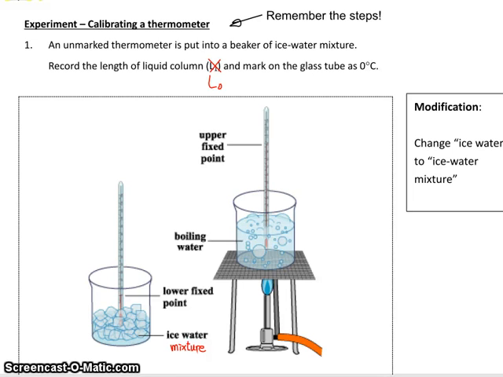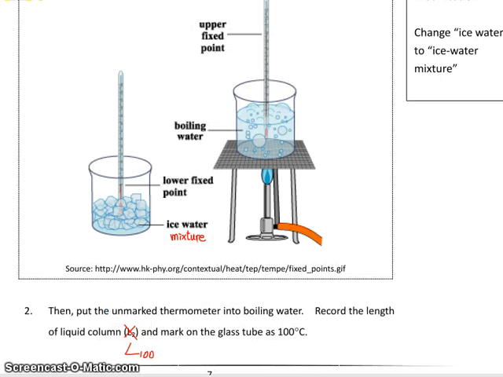The diagram below tells you the steps. Number 1, you have to put the thermometer into an ice-water mixture, which has a temperature of 0 degrees Celsius. At that time, the length of the liquid column is L0. Then you put it into boiling water, at which time the temperature is 100 degrees Celsius. The length is marked as L100.